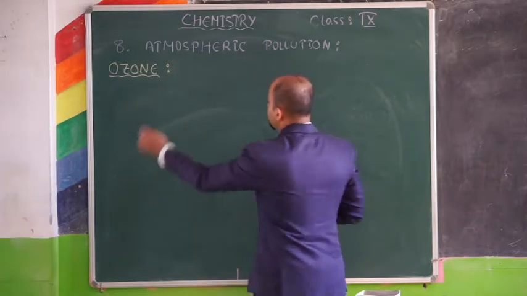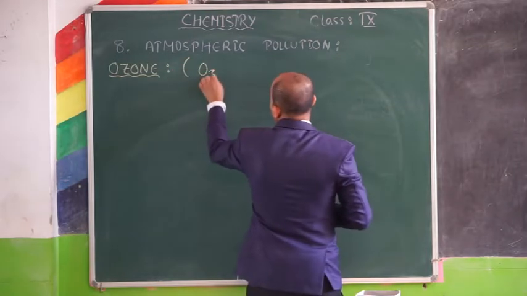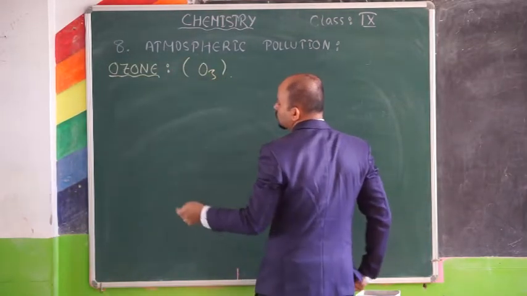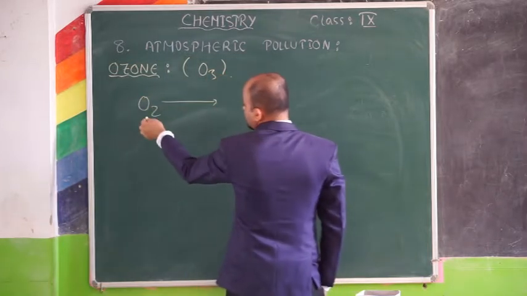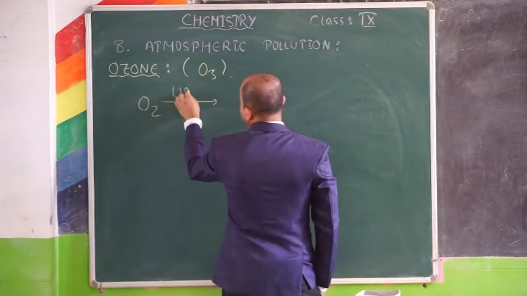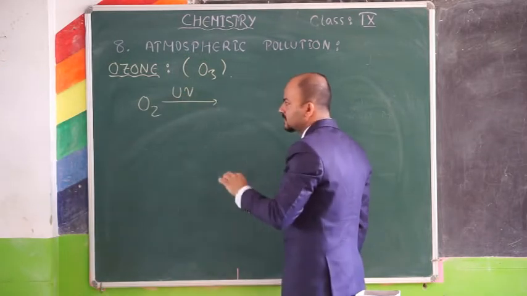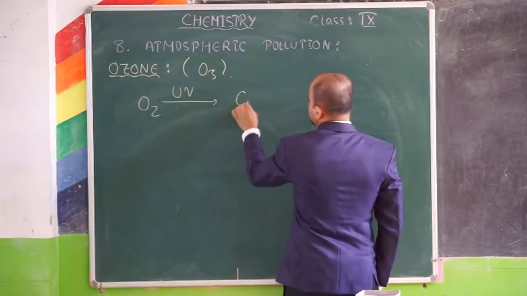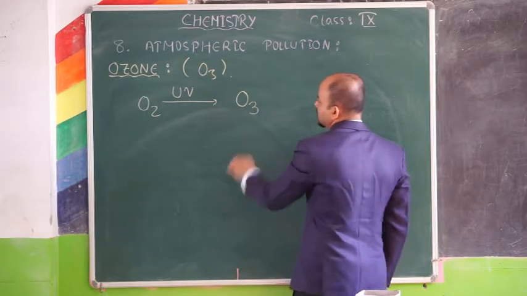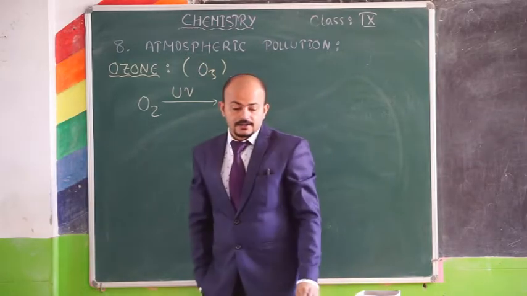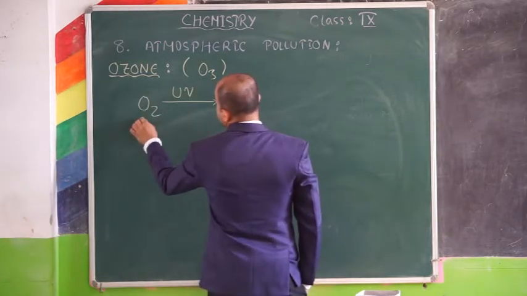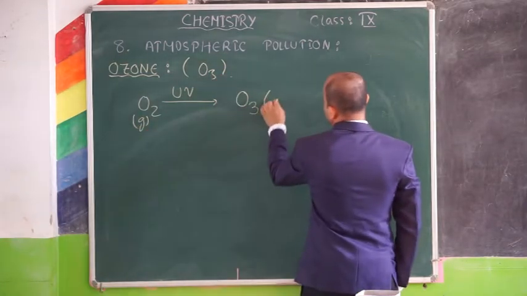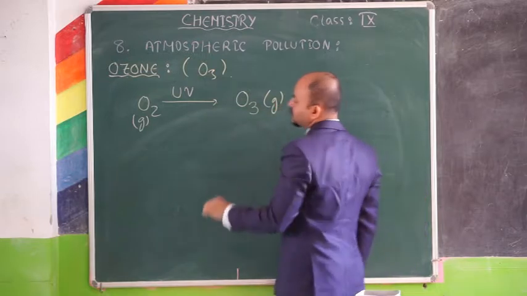So the chemical formula for ozone is O3. As I told you, whenever oxygen comes in contact with UV rays coming from the sun, the formation of ozone takes place. Okay? Now you have to remember that ozone is also a gas.